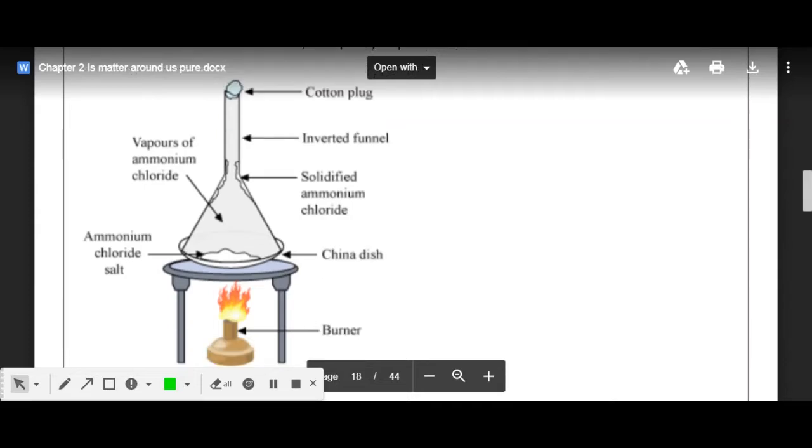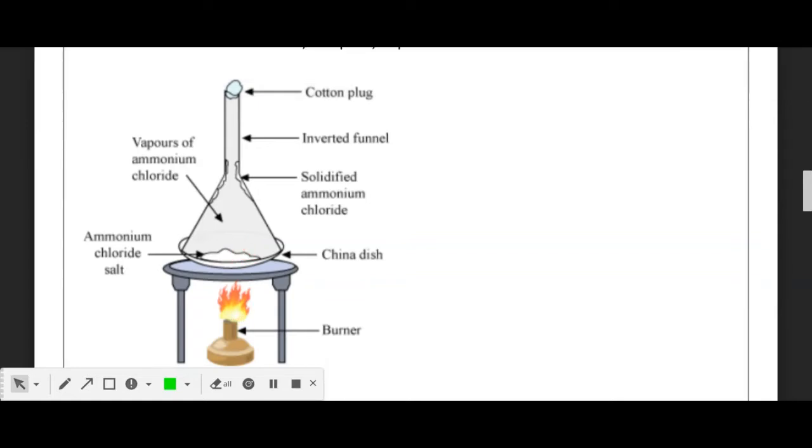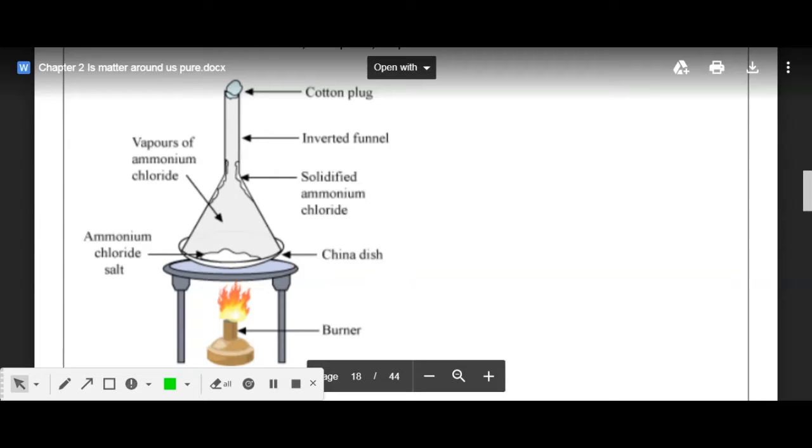So what happens in this case is we are taking a china dish. On that china dish, we are keeping some ammonium chloride salt, right? And we are providing heat with a Bunsen burner. So what will happen? The ammonium chloride will absorb the heat and get vaporized. And after vaporization, we are not letting that ammonium chloride gas move out of the container. We can do it by plugging a cotton plug at the end, and with the help of the cotton plug we are not letting the gas escape.